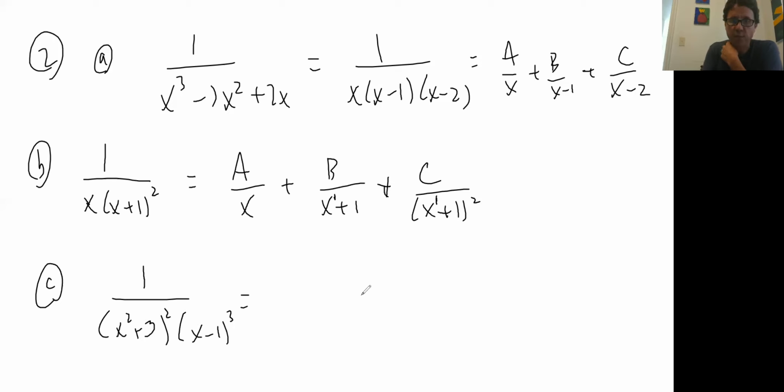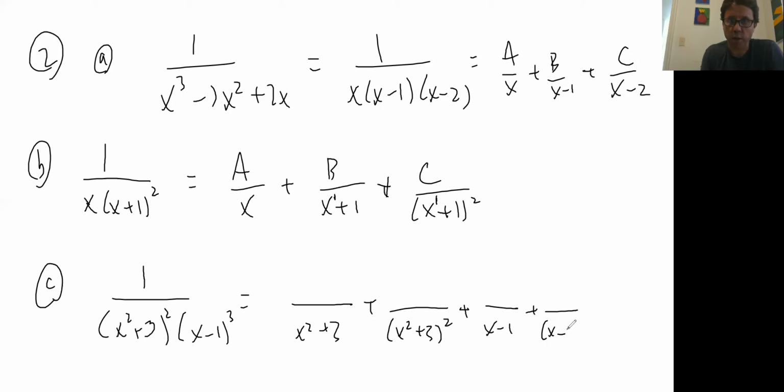So you're going to have five terms. You're going to have x squared plus 3 and x squared plus 3 squared. And then you're going to have x minus 1 and x minus 1 squared and x minus 1 cubed. So five terms, but you've got five things. What goes on top will be either a number or a number x plus another number.